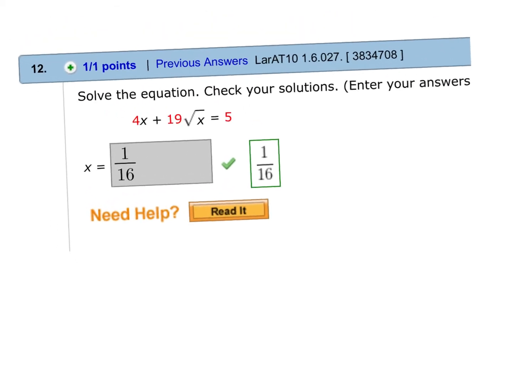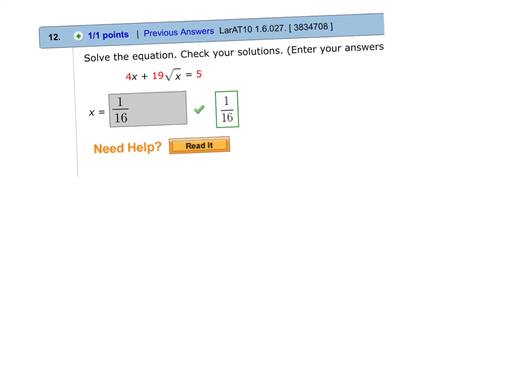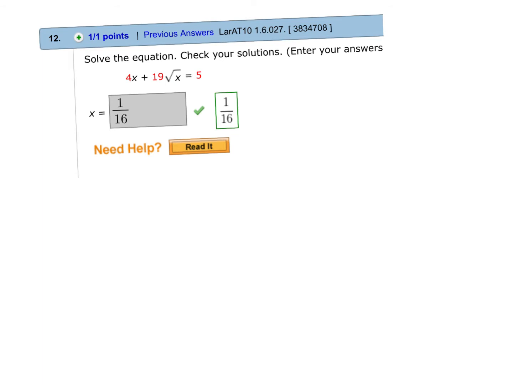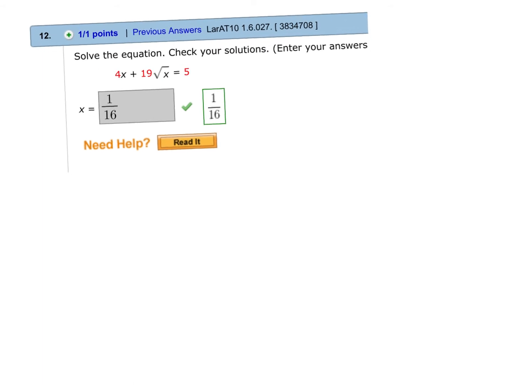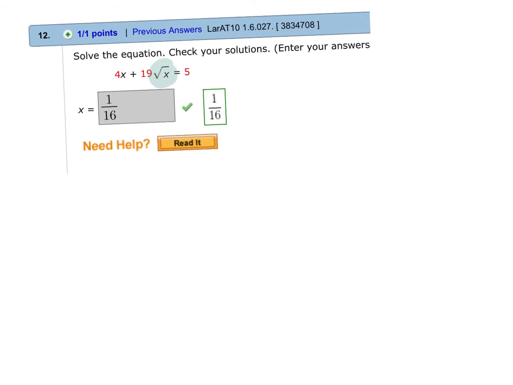So this one, this is 12. I don't remember whose was whose anymore. This was in Sophia's. Kiara, that was yours.